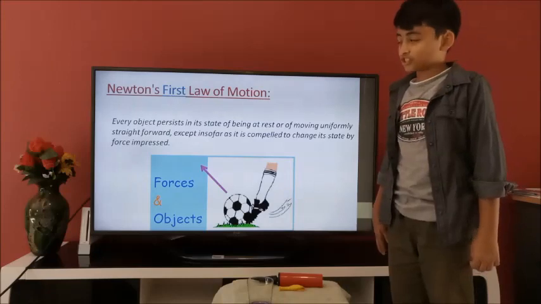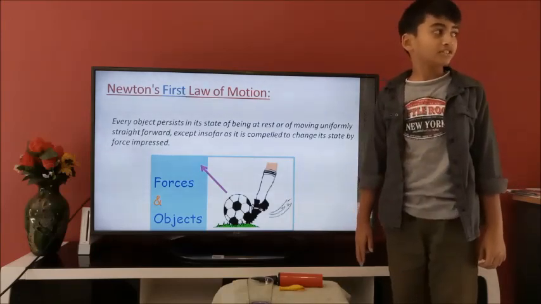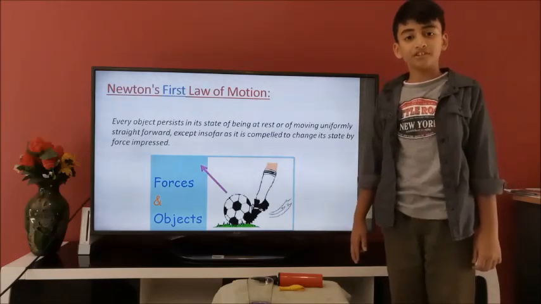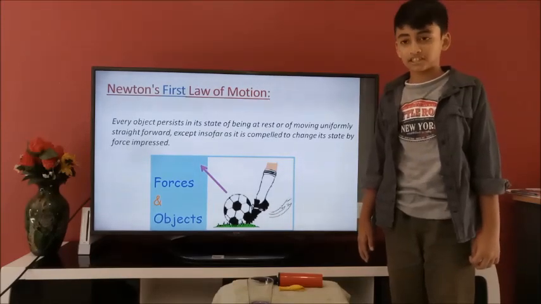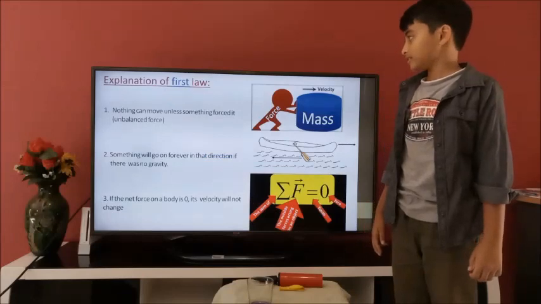Newton's first law of motion. Every object persists in a state of being at rest or of moving uniformly straight forward, except insofar as it is compelled to change its state by force impressed.